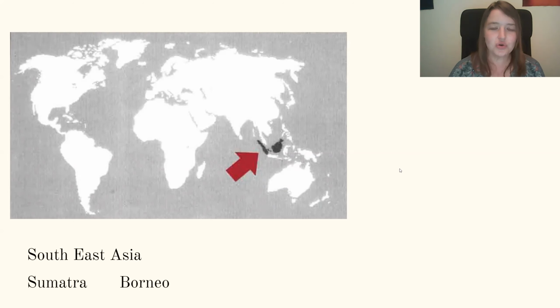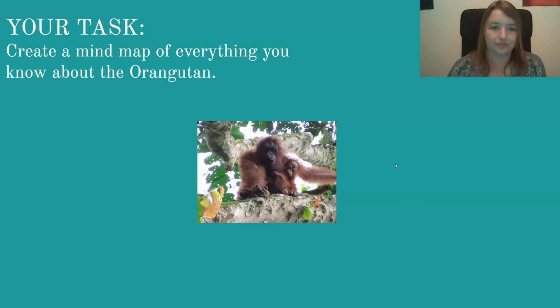These are 2 countries in Southeast Asia. So you wouldn't find orangutans in the wild in the Amazon, for example. These are native purely to Southeast Asia. So first, before we go any further, I would like you to create a mind map of everything you know already about the orangutan. Now, if you are really keen, you could pause this video now and you could do some research on the internet yourself to add to your mind map. That would be fabulous.